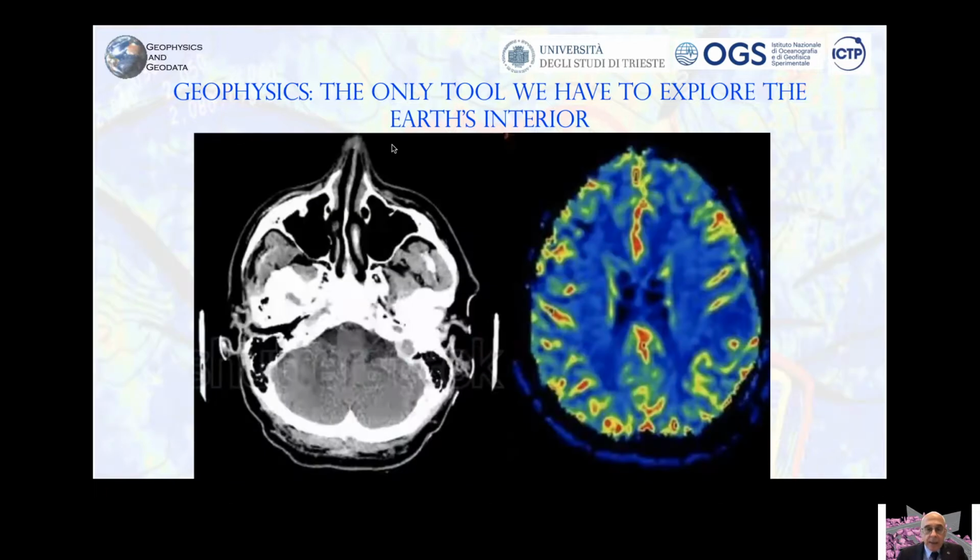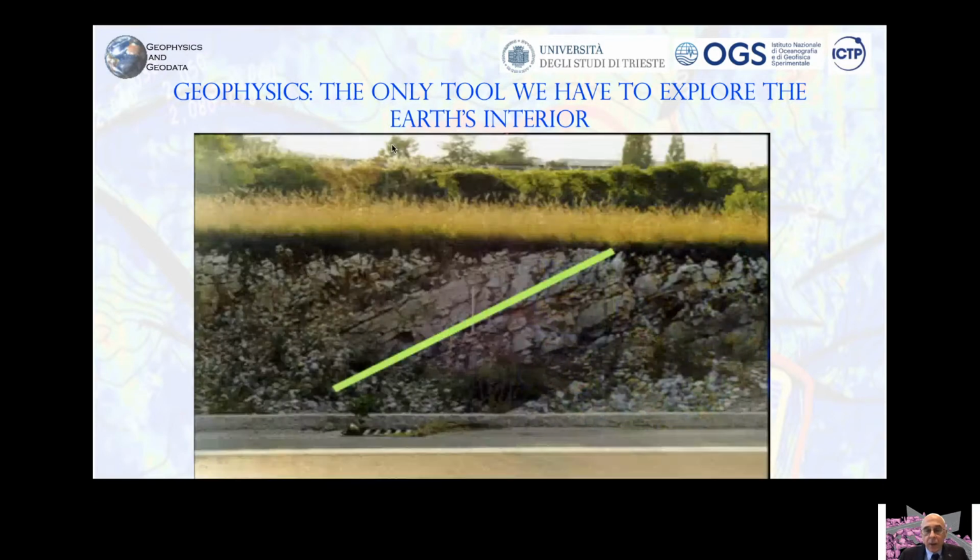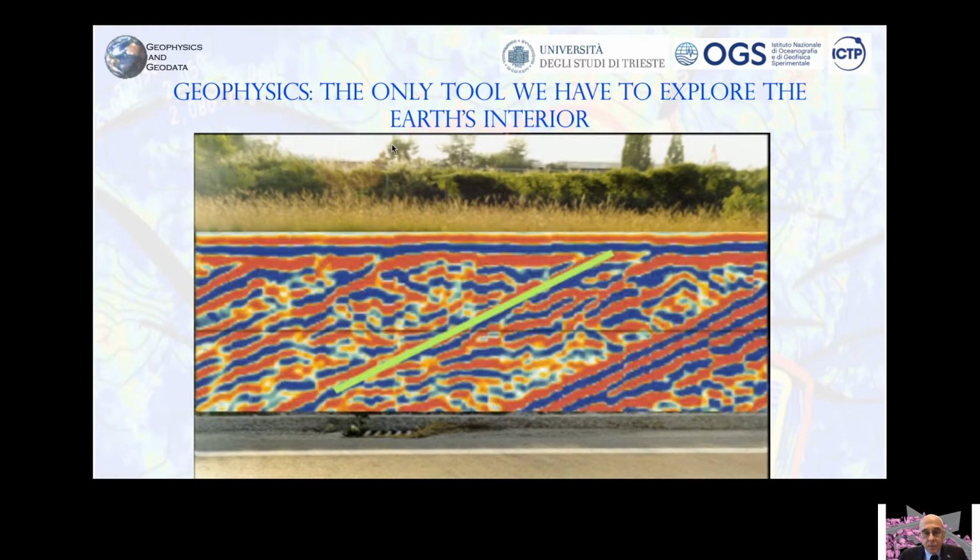The physical and mathematical basis of geophysics are much the same of biomedical imaging or in general non-invasive diagnostics. That is, we use physical techniques to get images like those ones coming from computerized tomography or nuclear magnetic resonance. And if you look at an outcrop like that, an outcrop of rock, that is what geophysics can provide you as information about the underground.